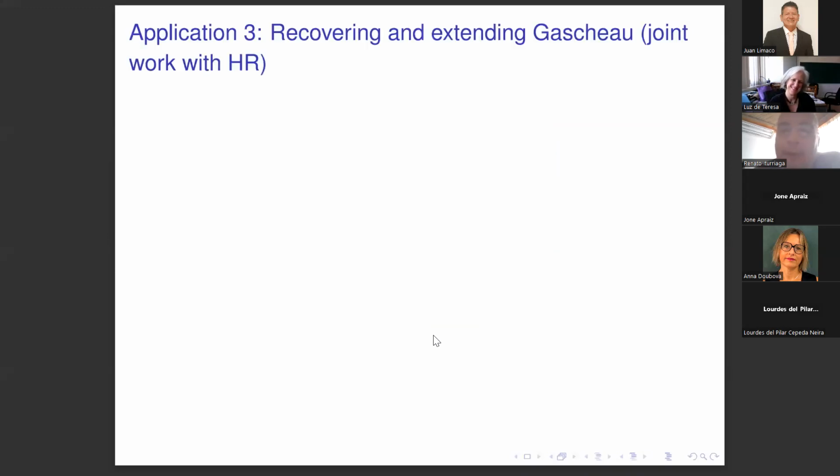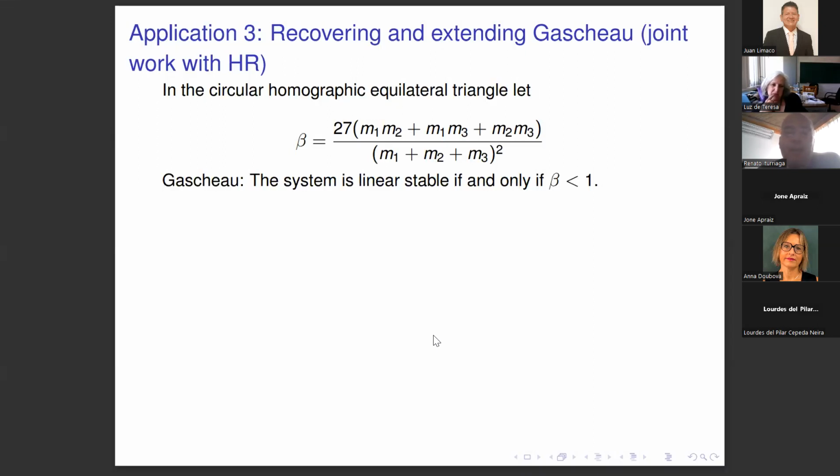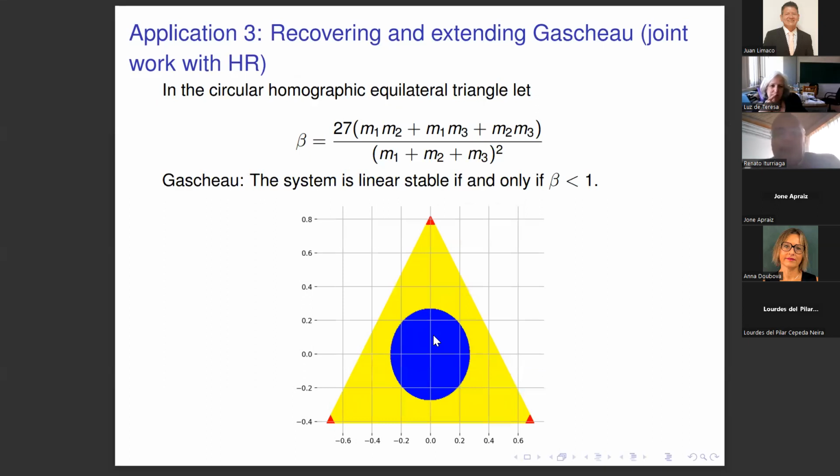Okay, so very quickly, recovering and extending Gachon, and this is the part that is joint with Alberto del Rio. In the circular homographic triangle, you have this constant beta, or this parameter beta, depending on the masses. And what Gachon proved is that the system is linearly stable if and only if beta is less than 1. So it is something like this. It is the red parts.